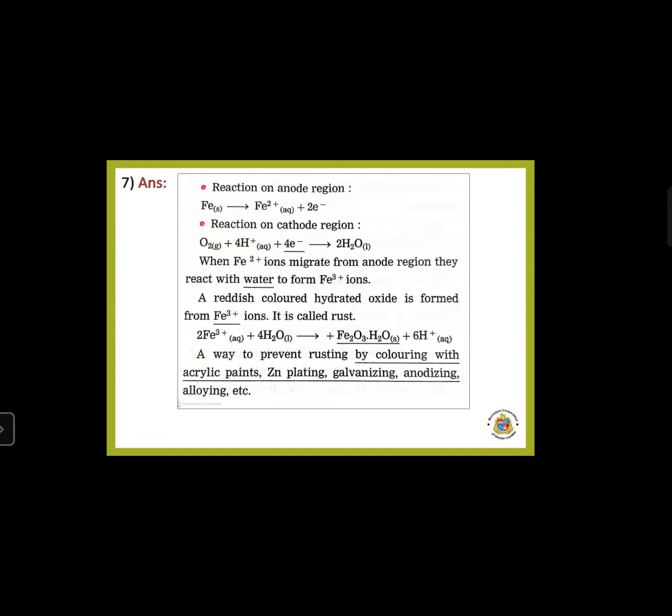And a way to prevent rusting: rusting of an iron rod can be prevented by coloring with acrylic paint, then zinc plating, galvanizing, anodizing, and alloying. These are the methods to prevent the rusting of an iron rod. So coloring, painting, zinc plating, galvanizing, anodizing, alloying, etc.